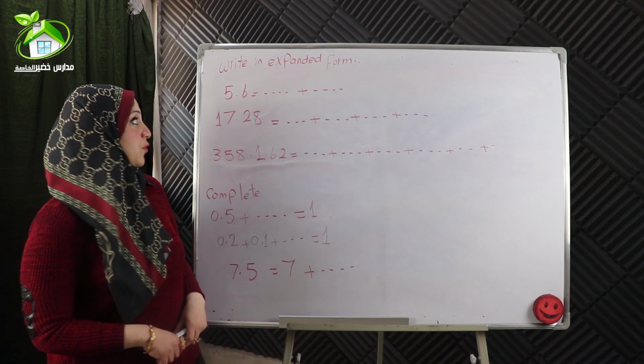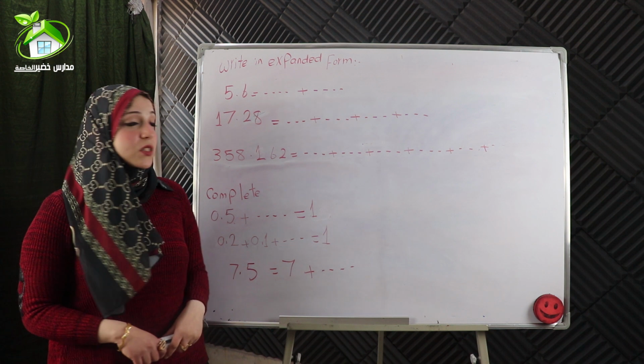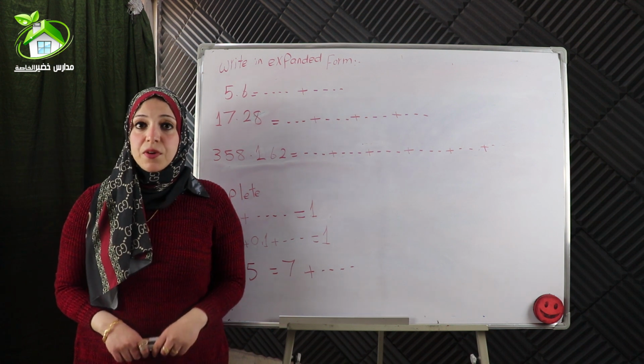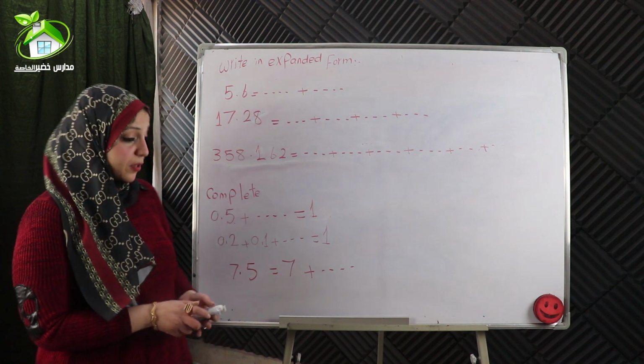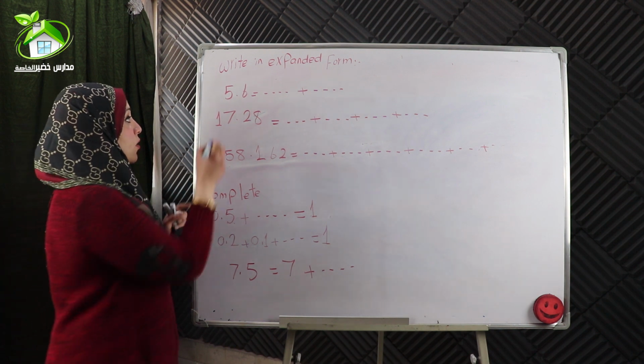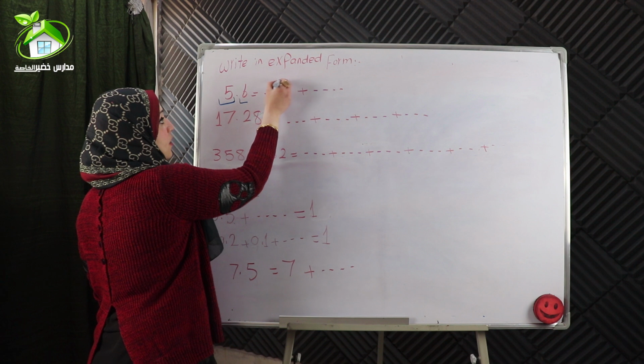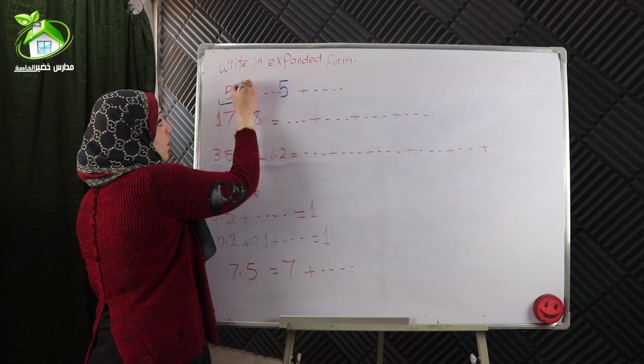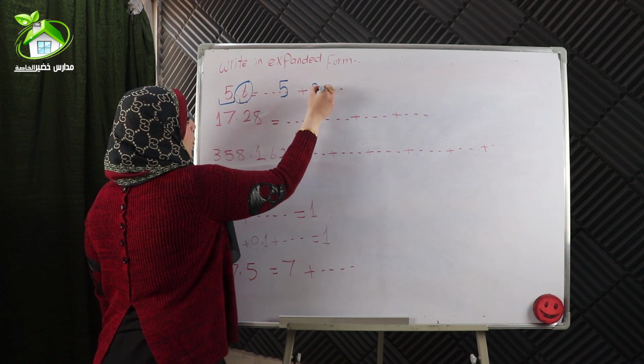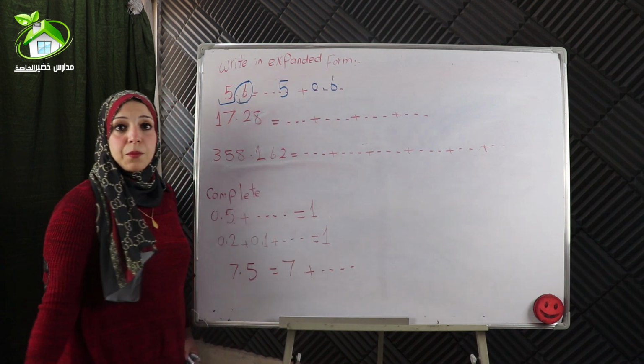Write in expanded form. 5.6 equals what? I can divide this number into 2 parts: the whole part and the decimal part. This is the whole part and this is the decimal part. 5, I write it 5. 6, I write it 0.6 as the decimal part.